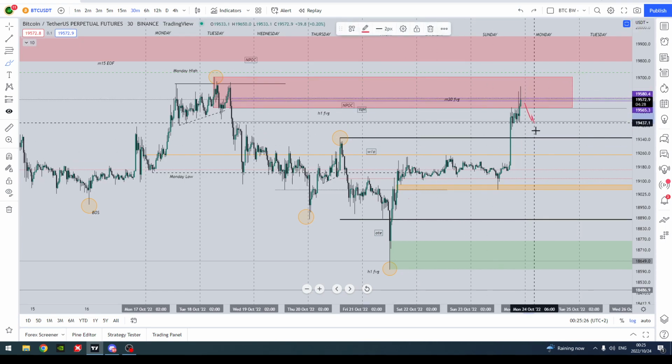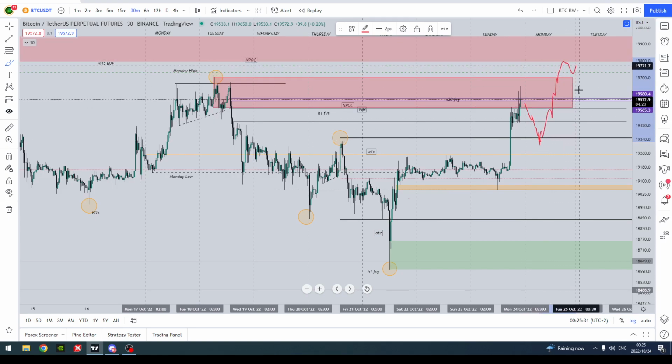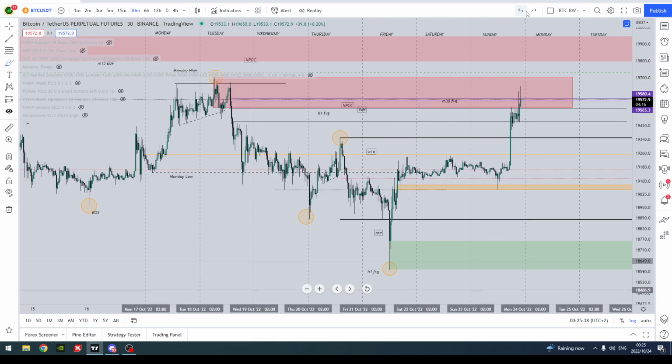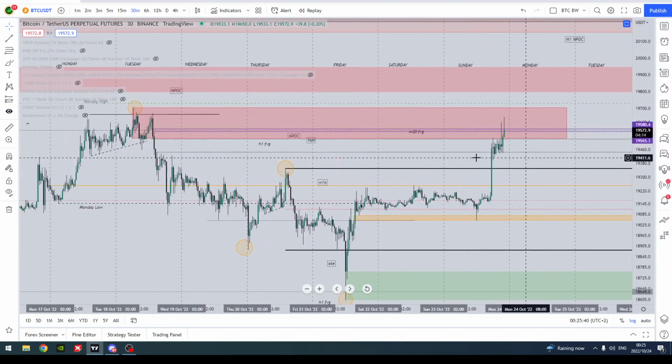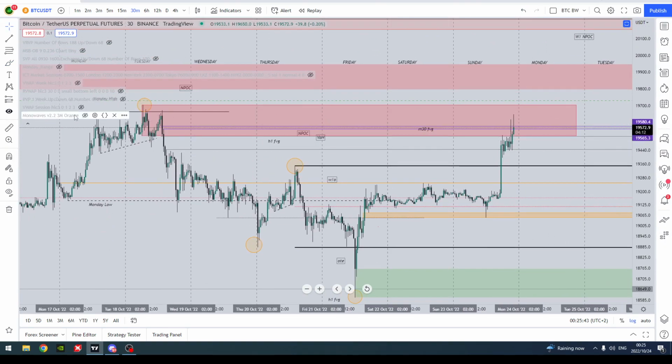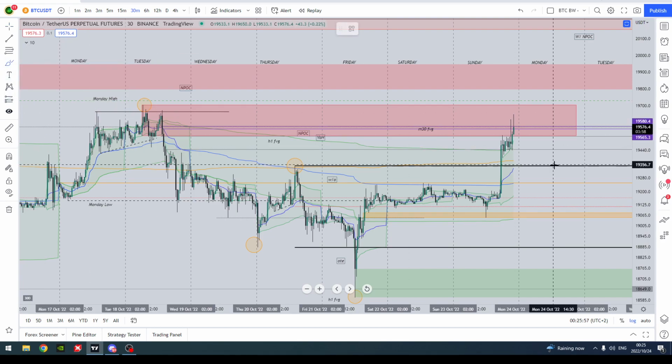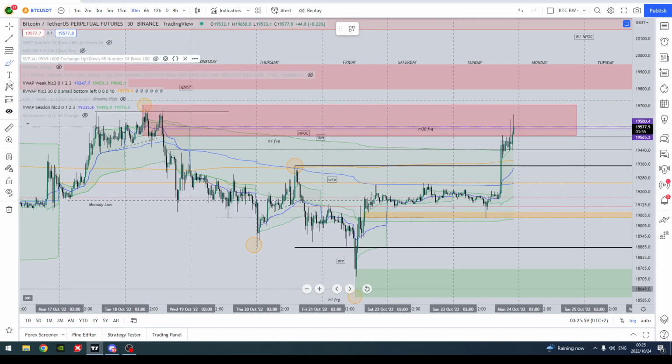So eyes on a potential pullback here into this level, and then a move up into Tuesday, creating a high, and then head lower. Now let's use a few other tools really quickly to see where the potential pullbacks from tomorrow into Monday could be. This is a daily VWAP. This is the weekly VWAP, and this is a rolling VWAP. So we're going to use all of this. Let's just switch off the daily VWAP for now.